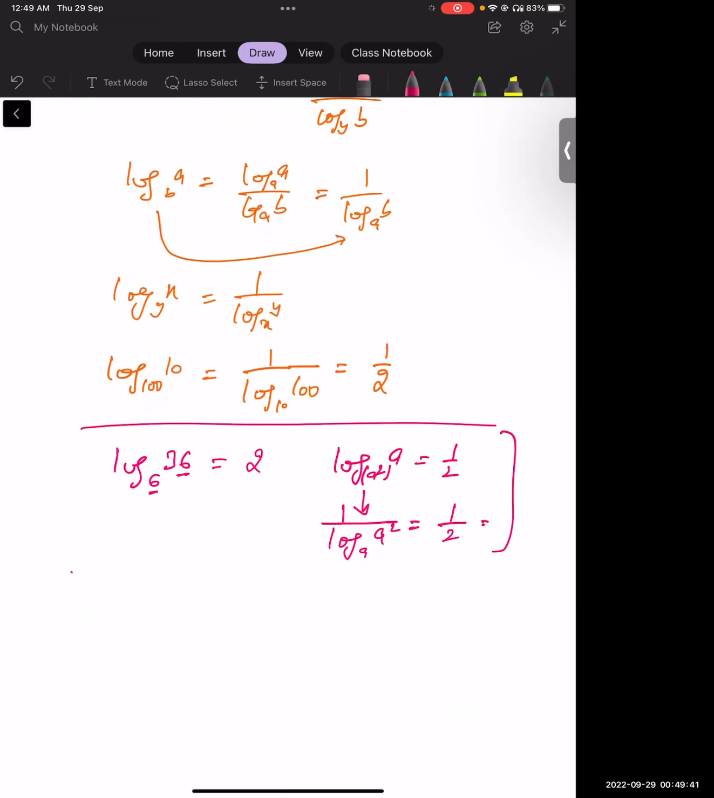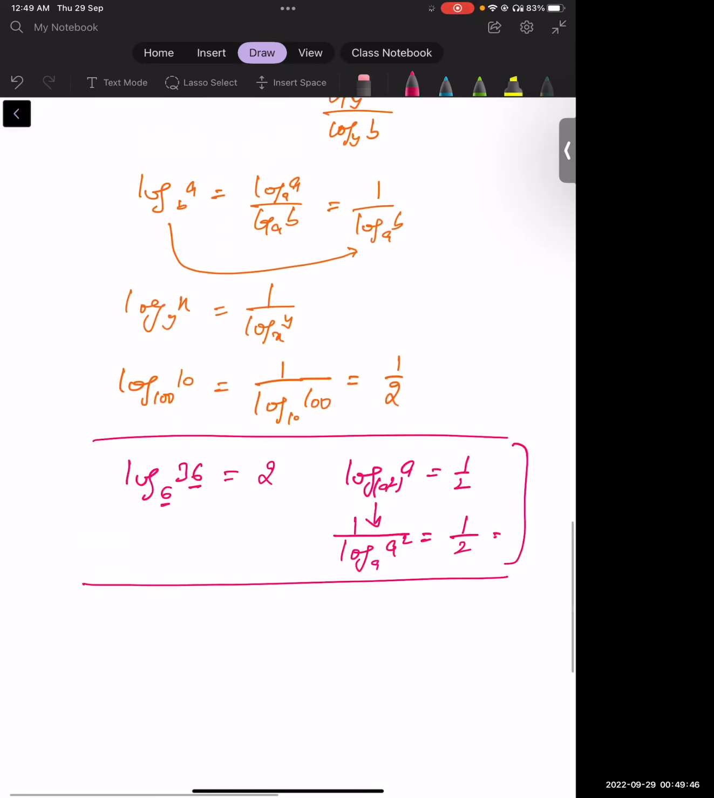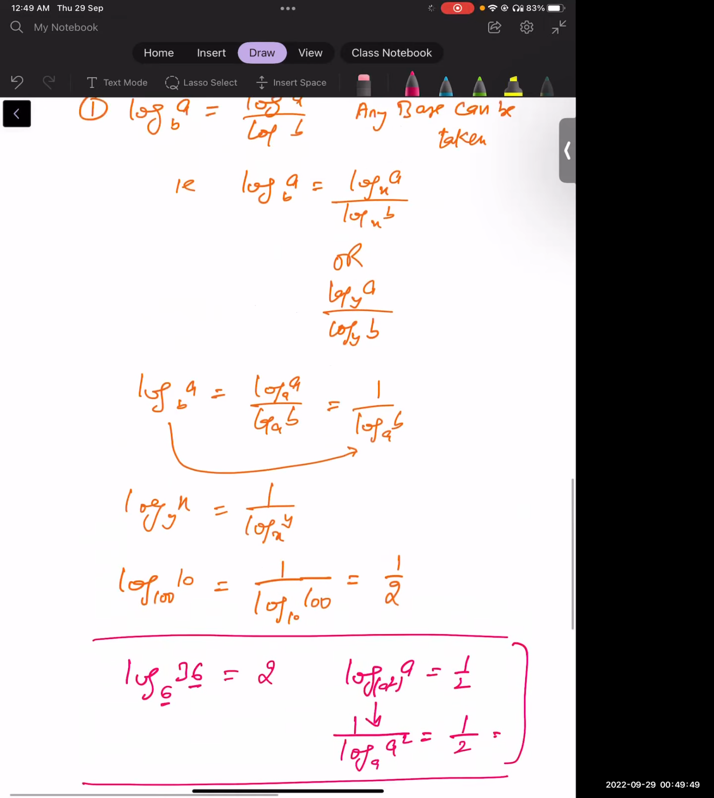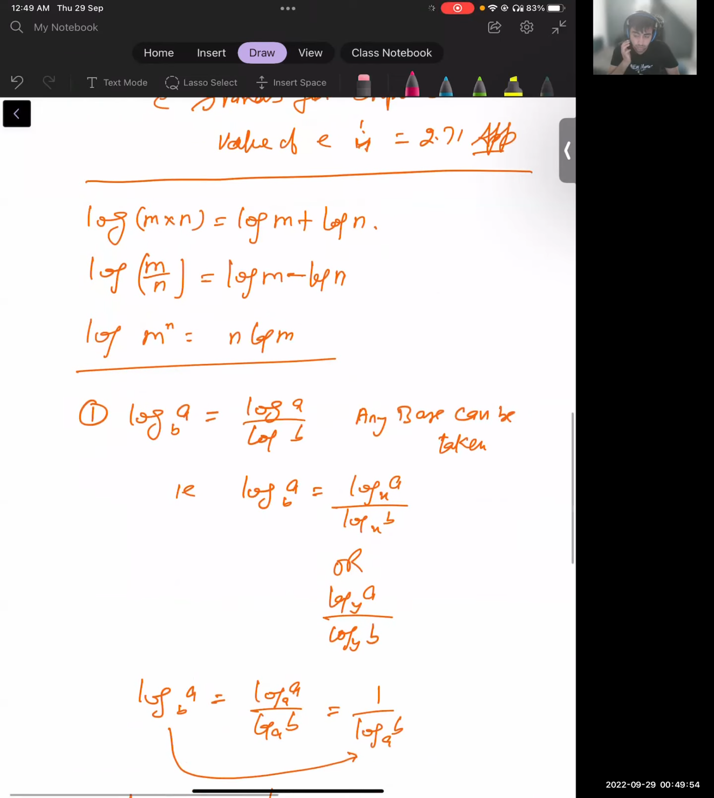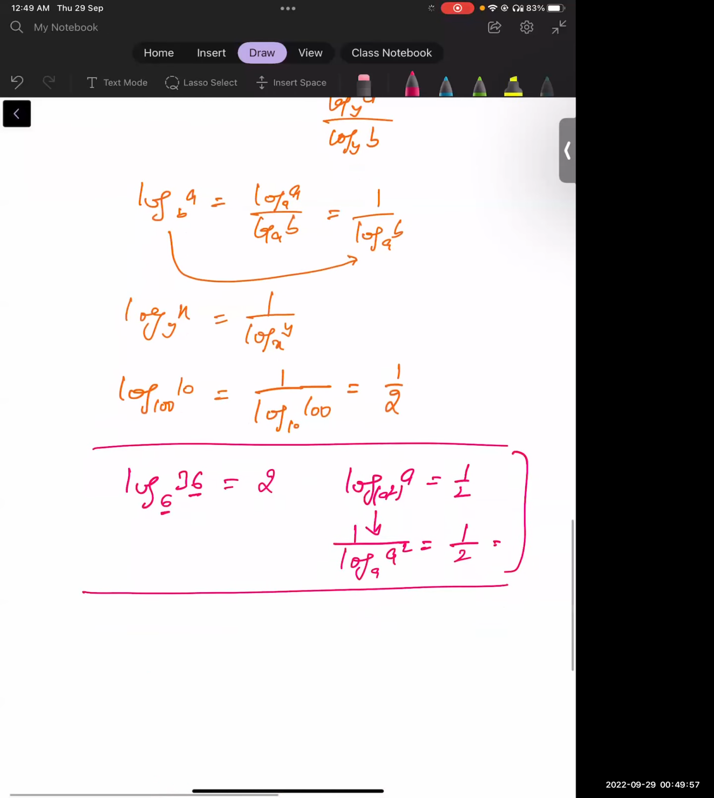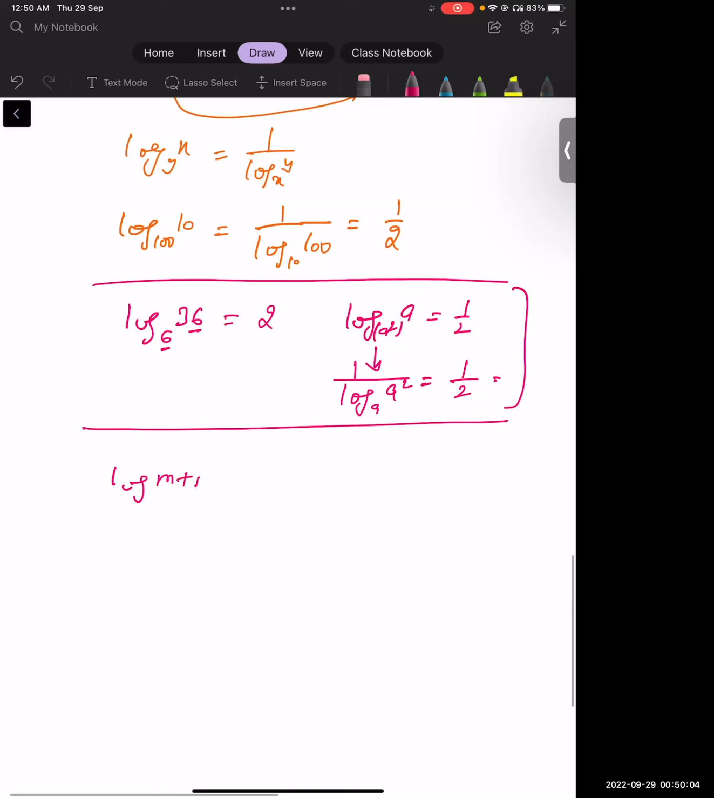The main thing that you have to keep in mind is the student knows the property, but they still get confused and they do the question wrong. What do they do wrong? Number 1. Log of m plus n is equal to what? Please tell me. Log mn? Log mn or log m into log n? What do you say?